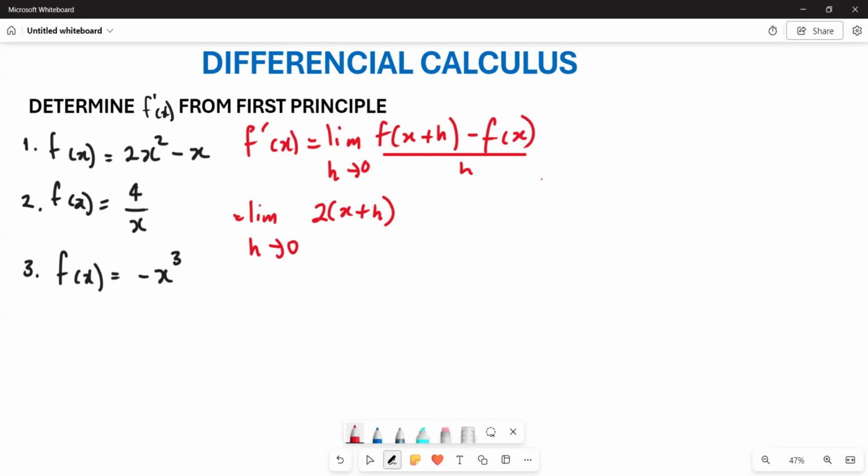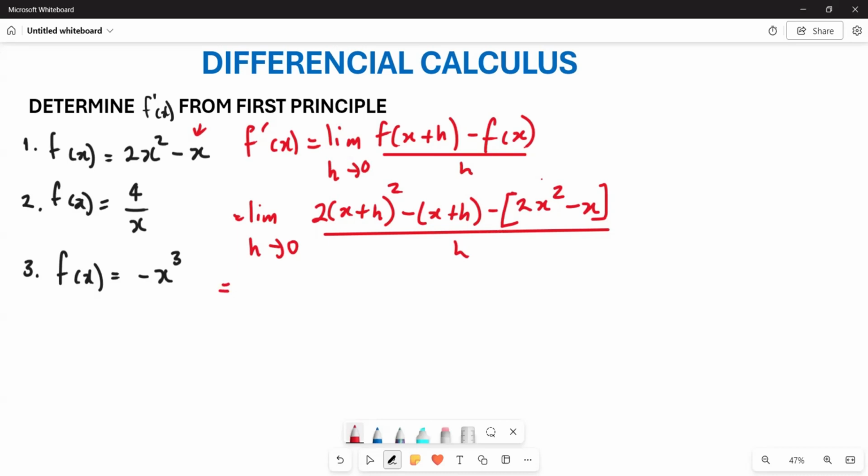So this is going to be x plus h, subtract again, because here you also have the x, you're going to write x plus h. Then subtract the equation of f(x), which is the same as 2x squared subtract x, altogether, divided by h. And remember, this was squared. Hopefully we remember all that.